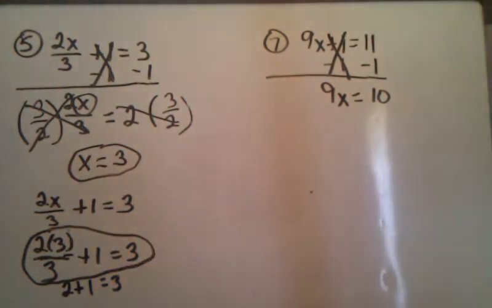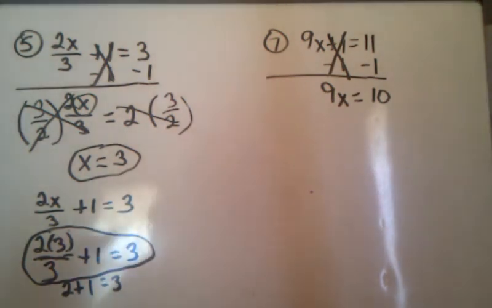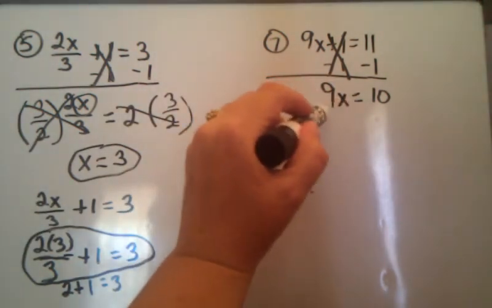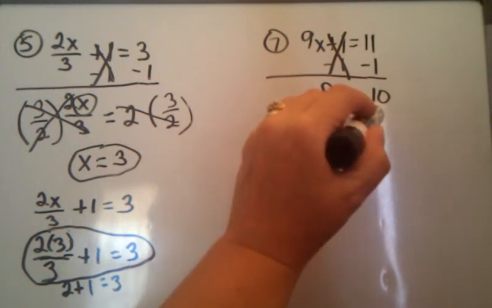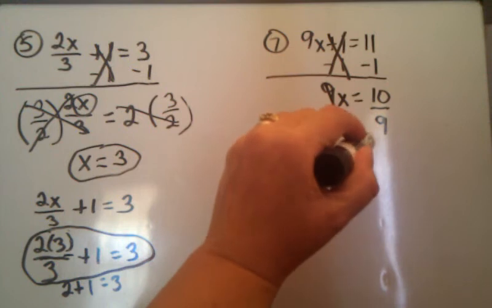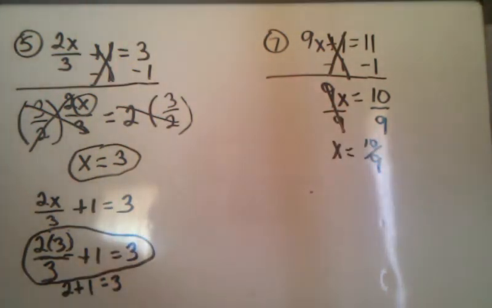Okay, now I have to divide. I have to get rid of my 9. They're multiplied, so I'm going to have to divide it. Divide by 9. So x equals 10 over 9. And this says, put your answer in the form of a mixed number.